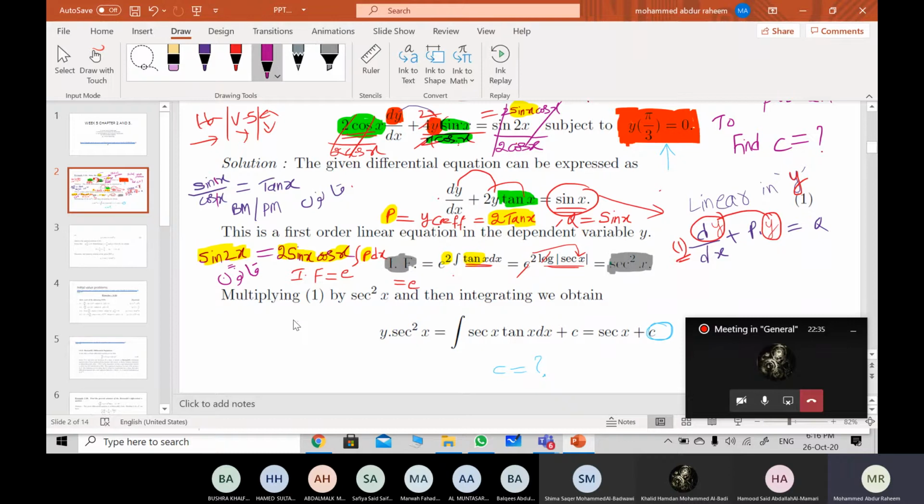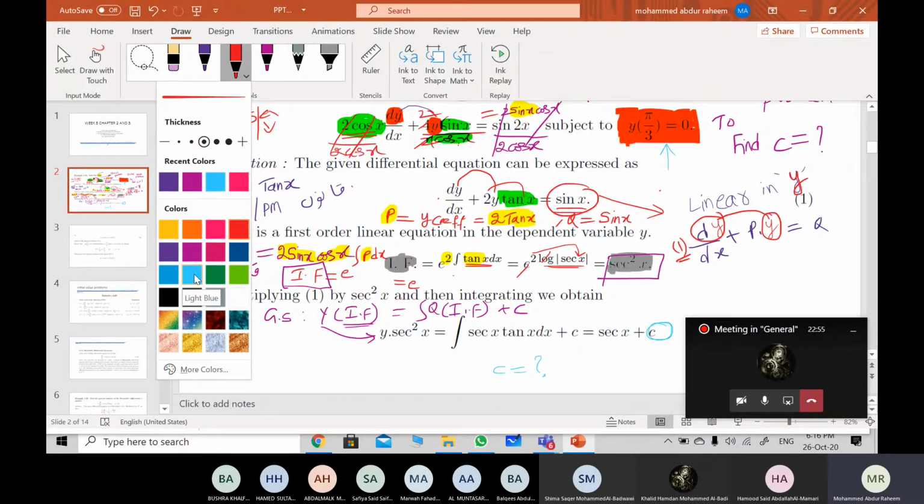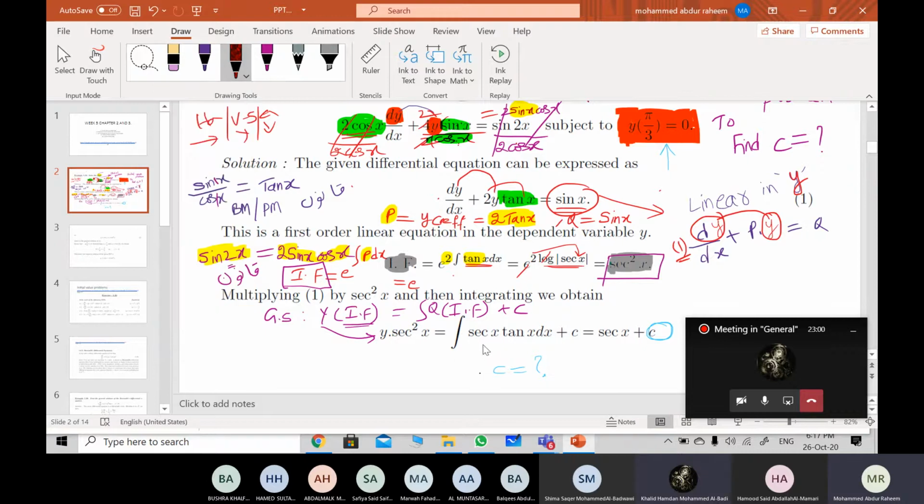Okay, the next step will be the general solution as we discussed in linear: y times IF equals integral of Q times IF plus C. Same y. IF is secant square x, that we wrote here for IF.